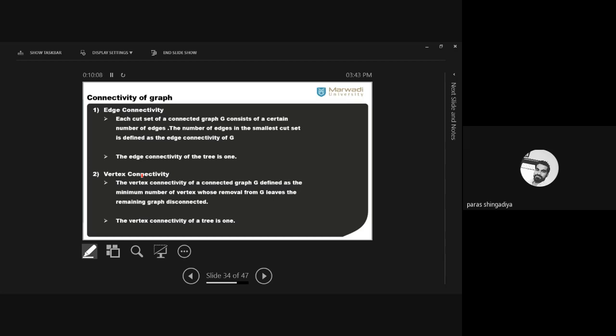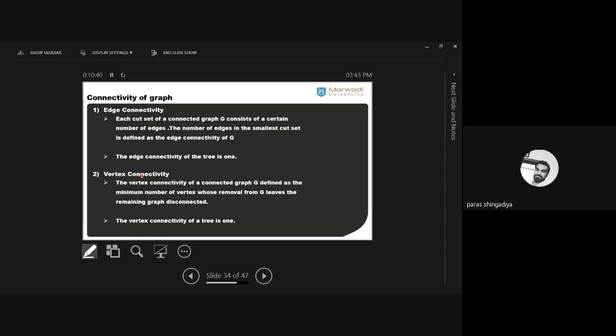Okay, derive as many cut sets as you can first. And then identify the smallest cut set. So how can we identify the smallest cut set? It is the one which involves the minimum number of edges. That cut set is known as the smallest cut set. So the number of edges, meaning the count of edges involved in the smallest cut set, is known as the edge connectivity of this graph.